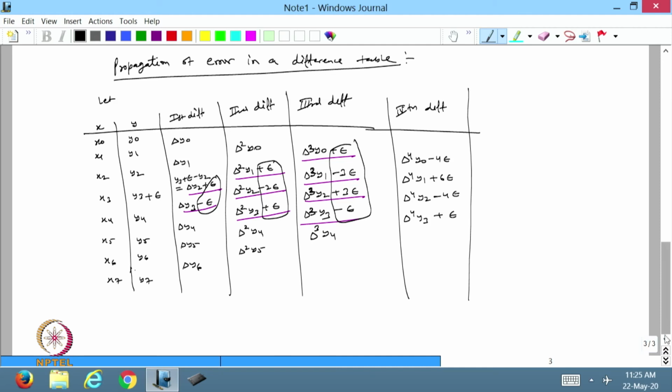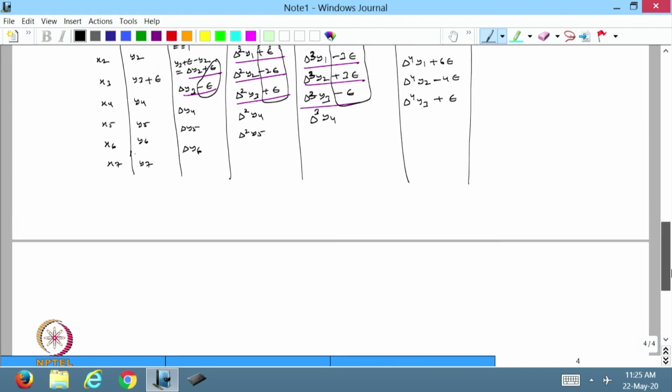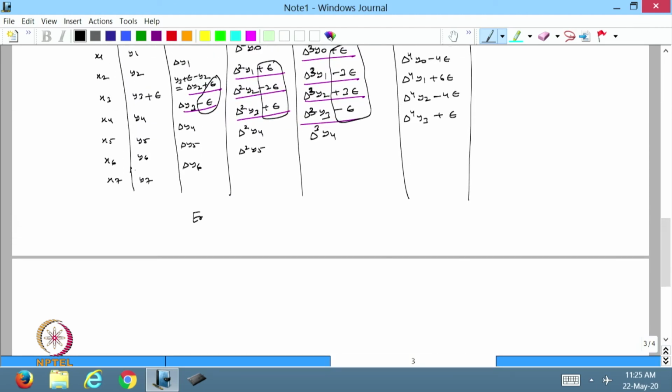It means that I can see from here that the errors grow with higher order differences in the binomial fashion.